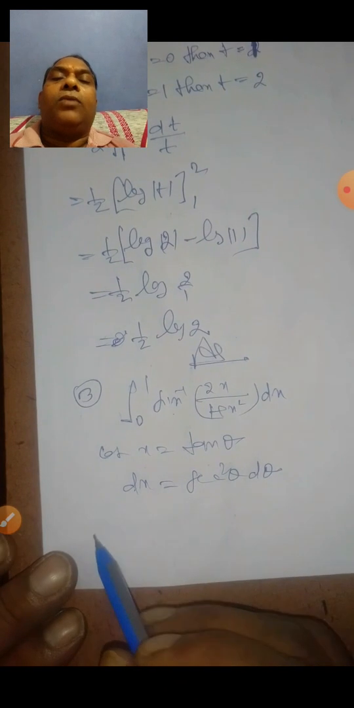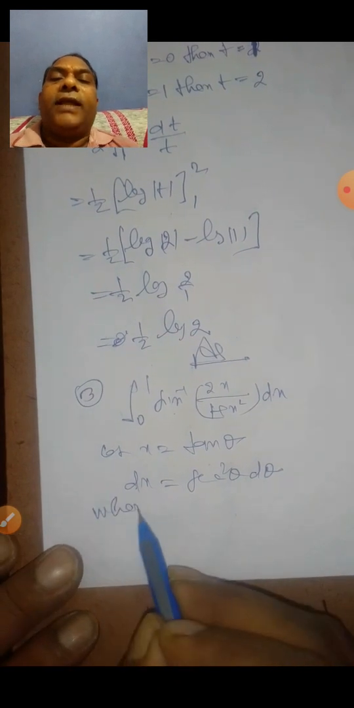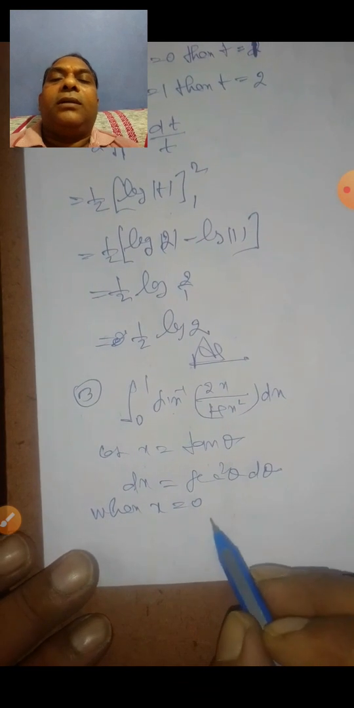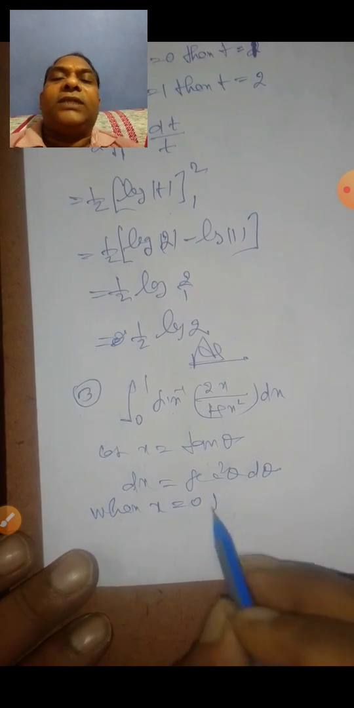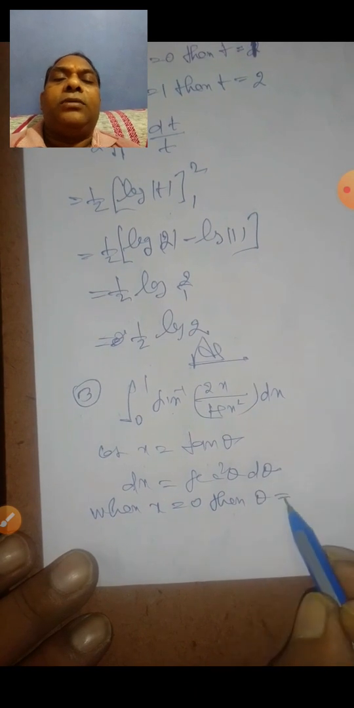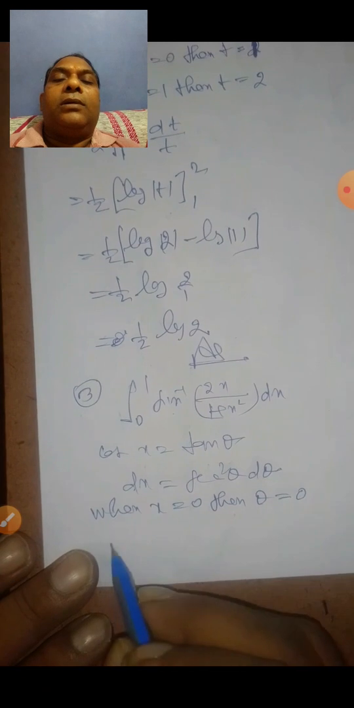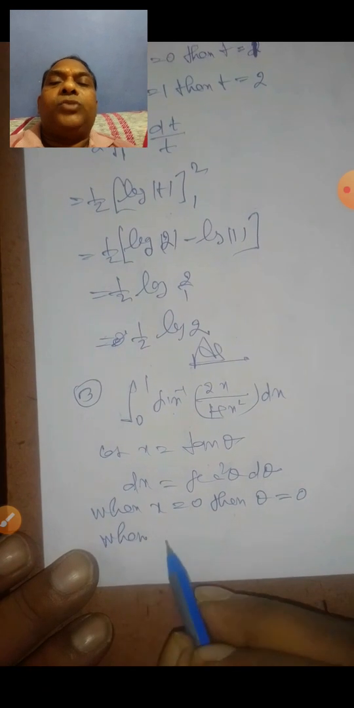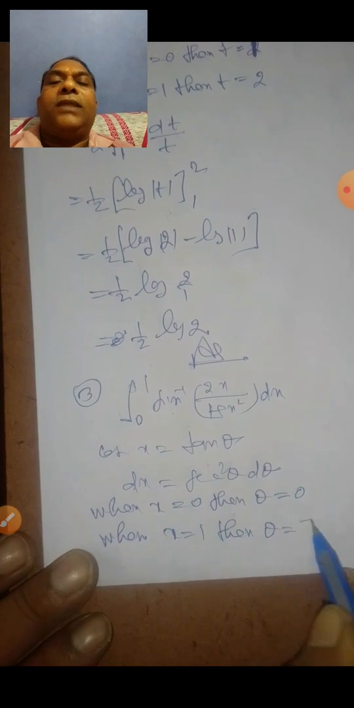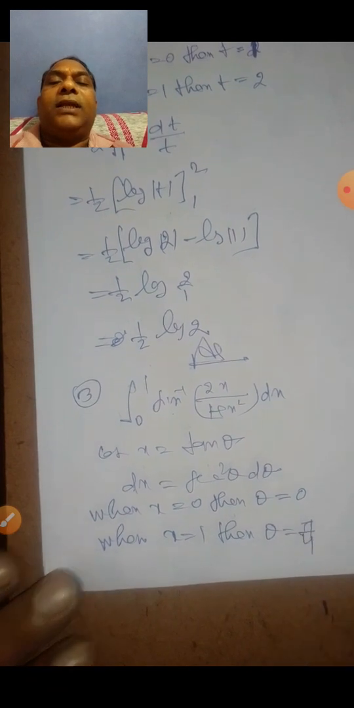Now convert the limit also. When x is equal to 0, then theta will be 0, because putting x equal to 0 gives tan 0 equal to 0, so theta will be 0. Clear? Now when x is equal to 1, then 1 is equal to tan theta, it means theta will be pi by 4.